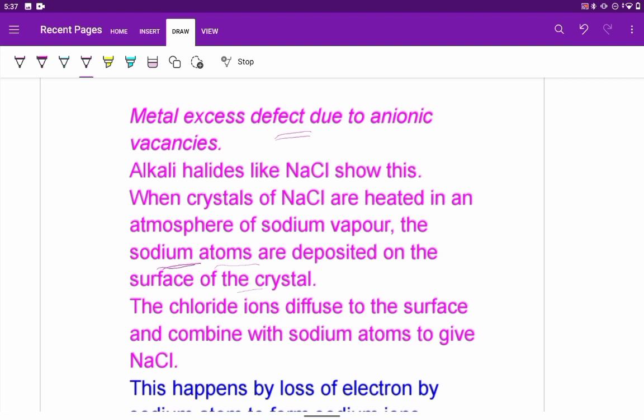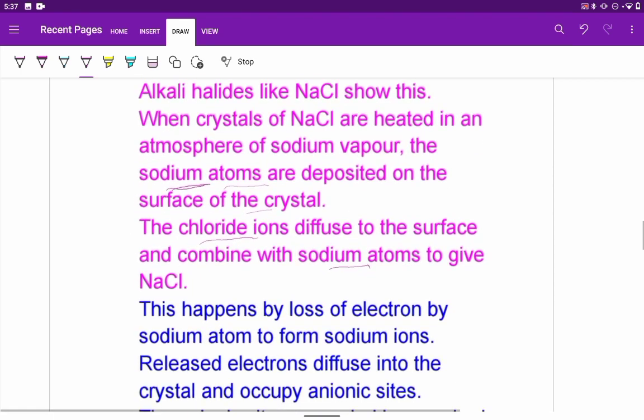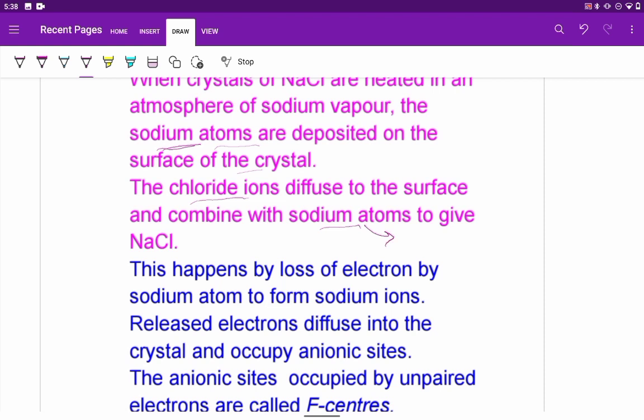Now, because the sodium atom has come, its friend is the chloride ion. The chloride ion will now diffuse to the surface. It will go near the sodium atoms and combine with them. But see, a sodium atom cannot combine with a chloride ion directly. First of all, the sodium atoms should go into the ionic state. It has to form an ion. How will it form an ion? Sodium will lose electrons. So it will form an ion by loss of an electron. This happens by the loss of an electron by the sodium atom to form sodium ions. Now sodium ions and chloride ions can combine.